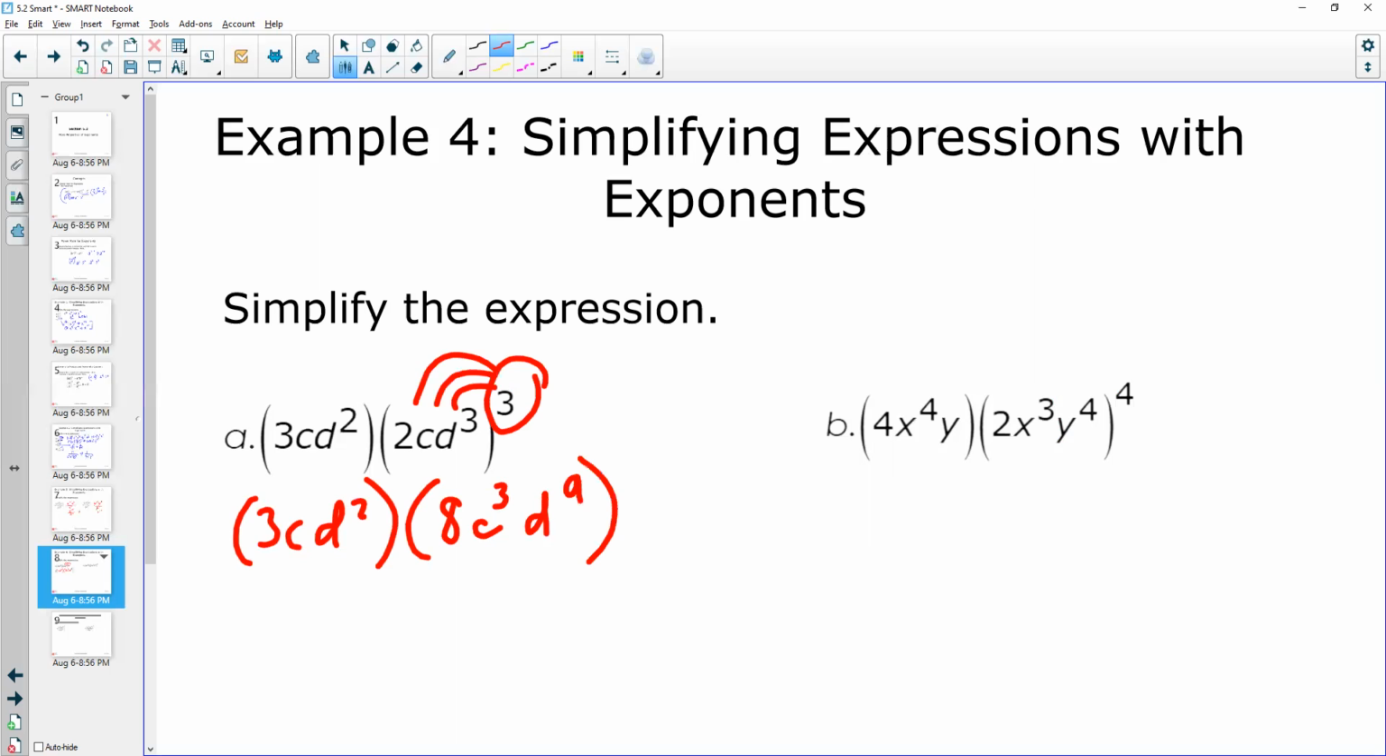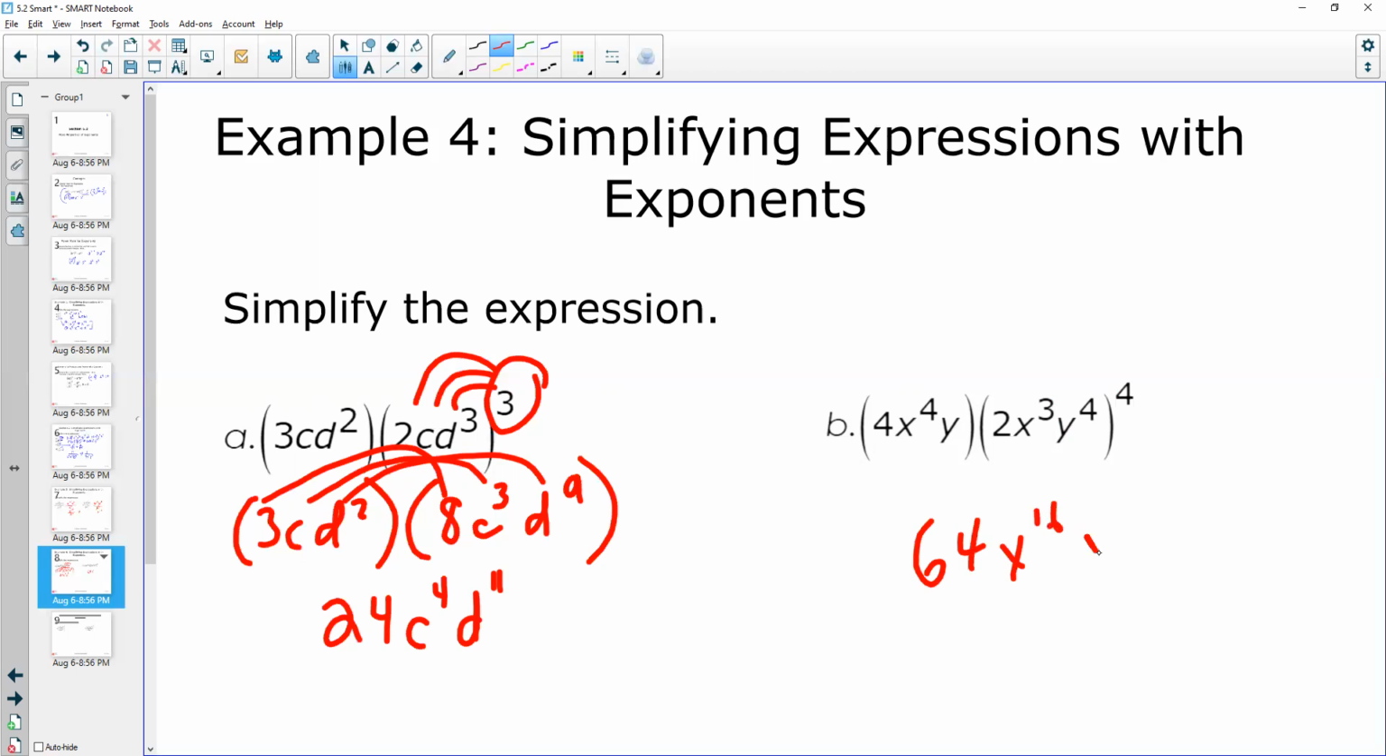Now I can match what goes together. So I have 3 times 8 is 24. C times c to the third is 4 of them, c to the fourth. And d squared and d to the 9th is d to the 11th. Okay, do the next thing, same thing for the last one. When you finish this one, and you should just try it on your own, you should get 64, x to the 16th, y to the 17th. If you're stuck, come into the discussion, ask for help.